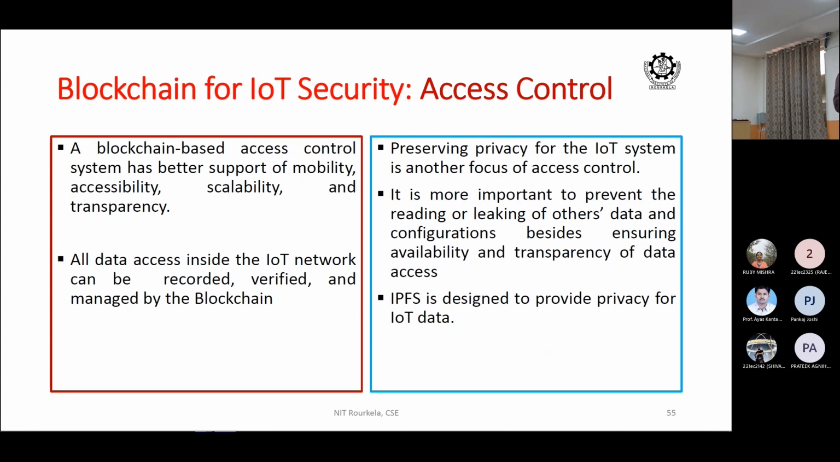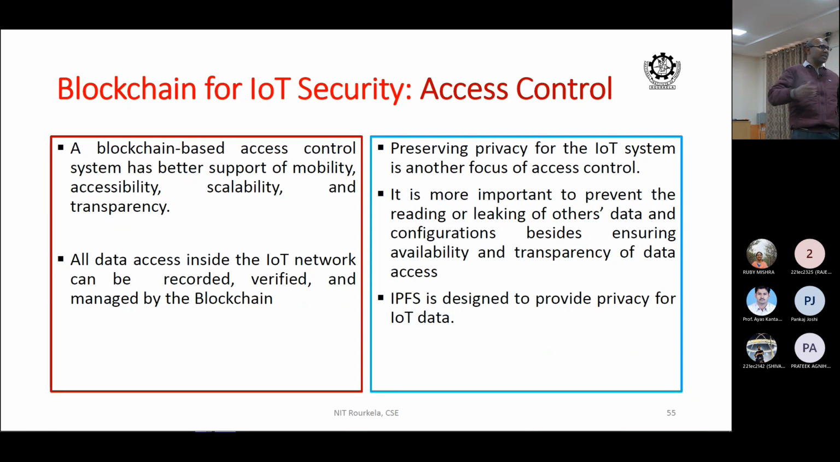These are the features available in the blockchain. Now, all the data inside the IoT network. Now let's look at how you are going to do this. You generate the IoT data, large volumes of data is generated. Then where do you record it?